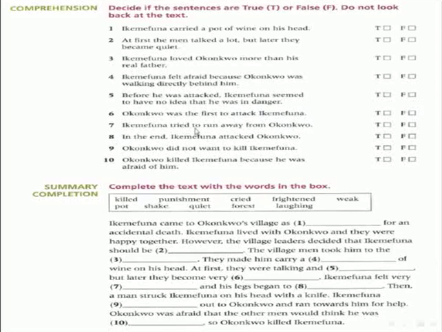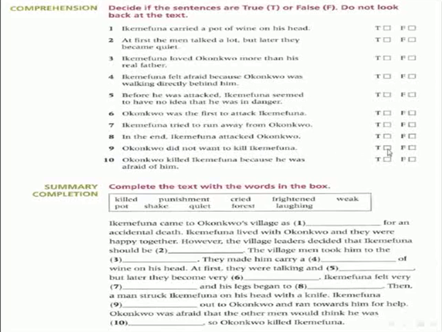7. Ikemefuna tried to run away from Okonkwo. False. He didn't try to run away from Okonkwo, no. Number 7, false. Number 8. In the end, Ikemefuna attacked Okonkwo. No, it's false as well. He didn't attack Okonkwo. 9. Okonkwo didn't want to kill Ikemefuna. This is correct, true.